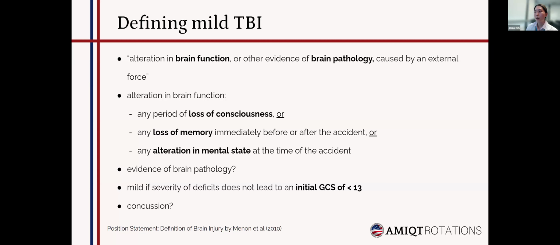Another term that we need to clarify is concussion. Concussion is used quite synonymously with mild traumatic brain injury. But there is a definition for it, but context-wise, it's used to describe the signs and symptoms that patients complain of following traumatic brain injury.